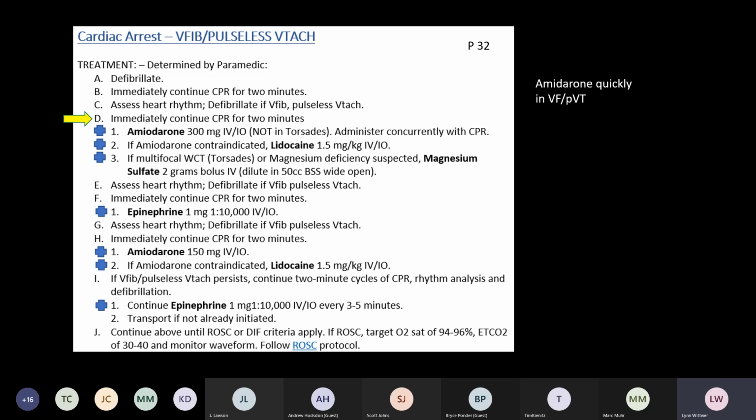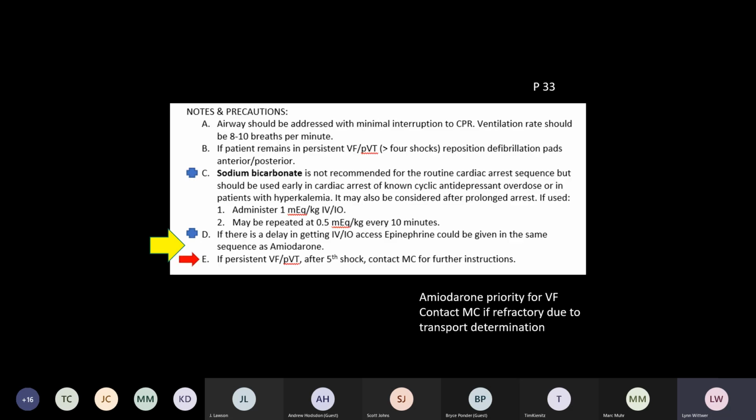If ROSC, we're going to target our O2 sats at 94 to 96 and then follow the ROSC protocol, including adjusting for blood pressure, fluids, and/or epi drip or norepinephrine drip as needed. Take your 5 to 10 minute timeout while you're getting ready to transport, preparing the patient for the transport and trying to address all the issues that may be occurring as the patient comes back to an ROSC rhythm.